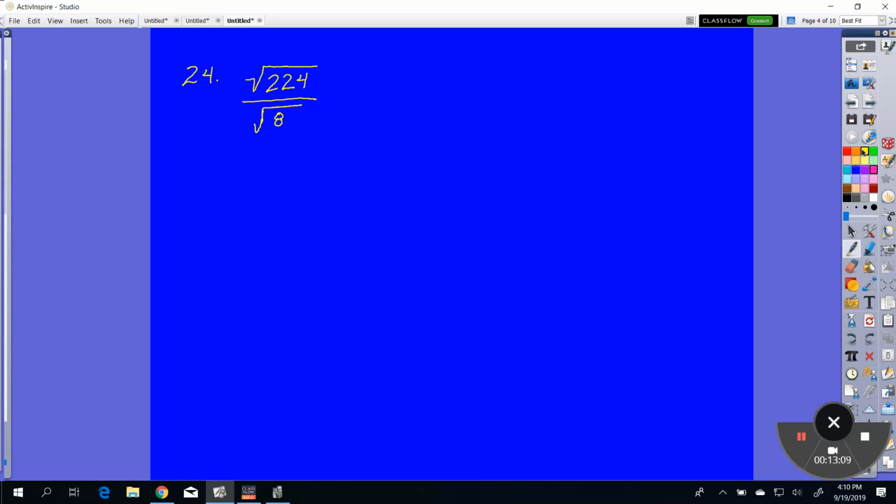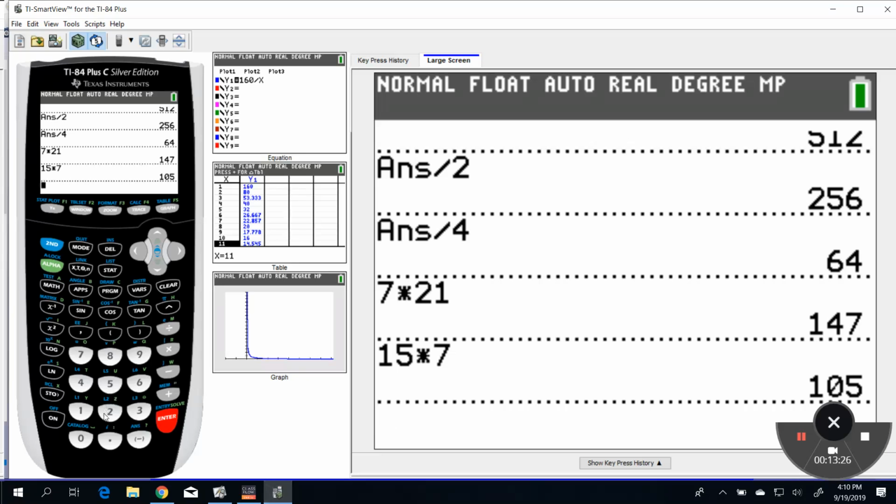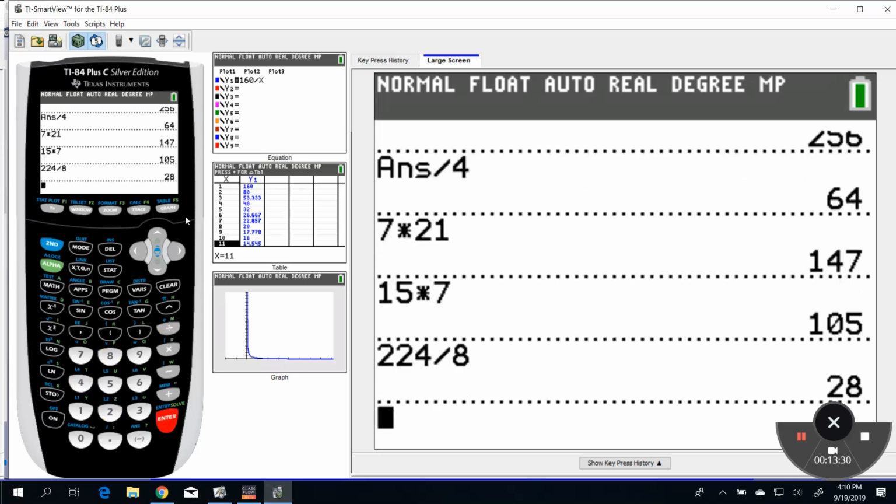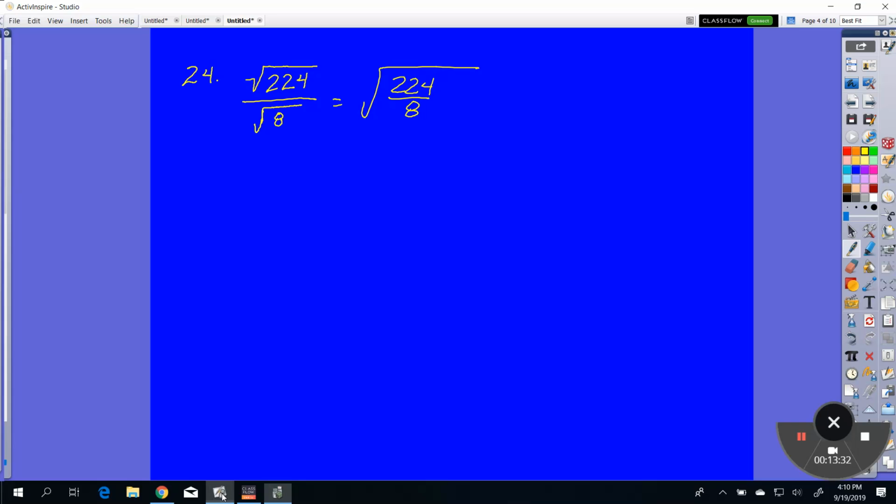So 24, we are dividing now. The easiest way is to go to your calculator. Well, the easiest thing to do is to realize, first of all, that this is really the square root of 224 divided by 8. So you can just go to your calculator and go 224 divided by 8. And that's 28. So this is really the square root of 28. So I just took 224 divided by 8.